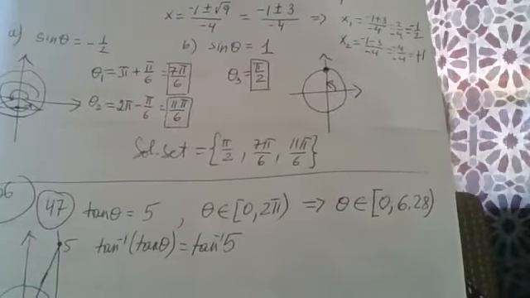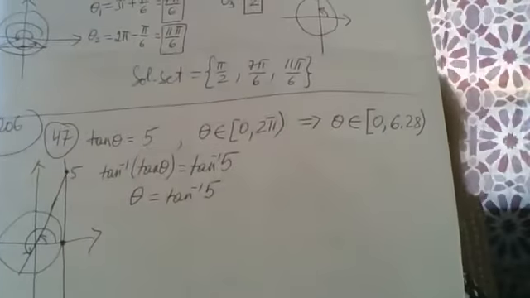But how can I find them? I'm going to apply arctangent to both sides. Arctangent of tangent theta equals arctangent of 5. Tangent inverse applied on top of tangent theta is a composition of two functions inverse to each other. Theta is released. So this is what you have at the beginning. And now it will help us to find the first angle from the first quadrant.